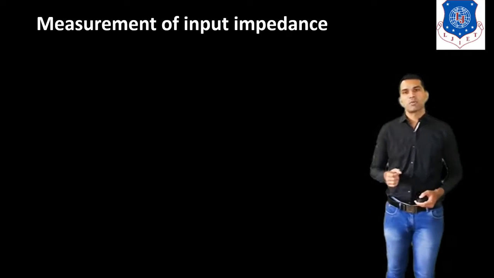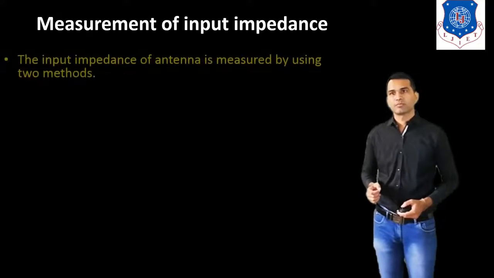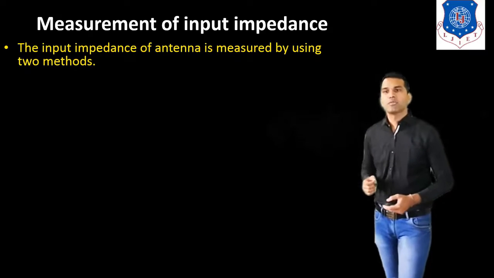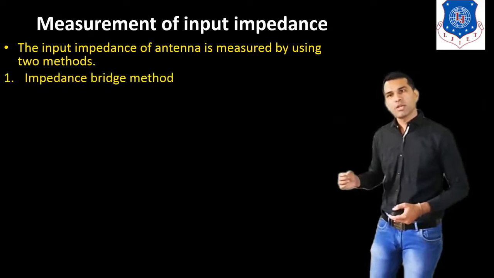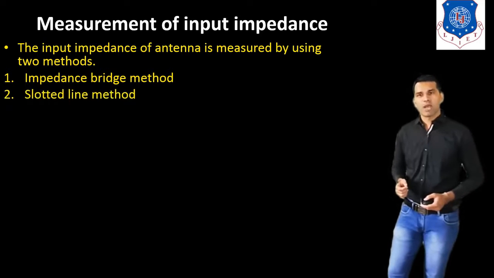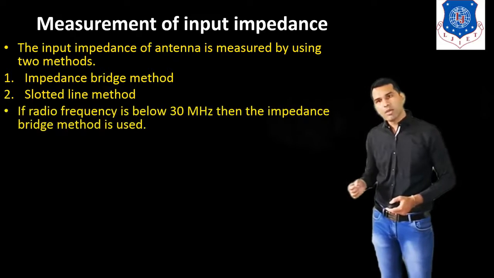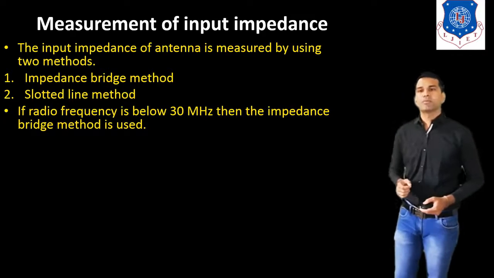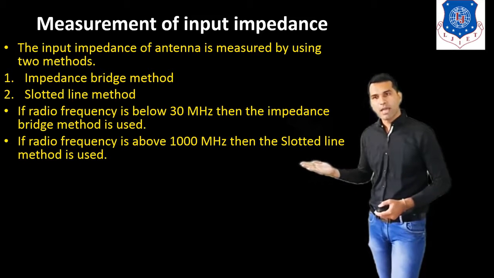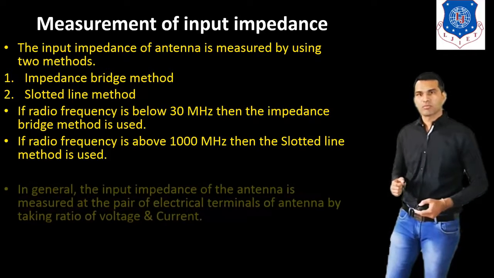Now the next parameter we discuss is the measurement of input impedance. The input impedance of an antenna is measured by using two methods. The first is the impedance bridge method and the second is the slot line method. If the radio frequency is below 30 MHz, then the impedance bridge method is used. And if the radio frequency is above 1000 MHz, then the slot line method is used.